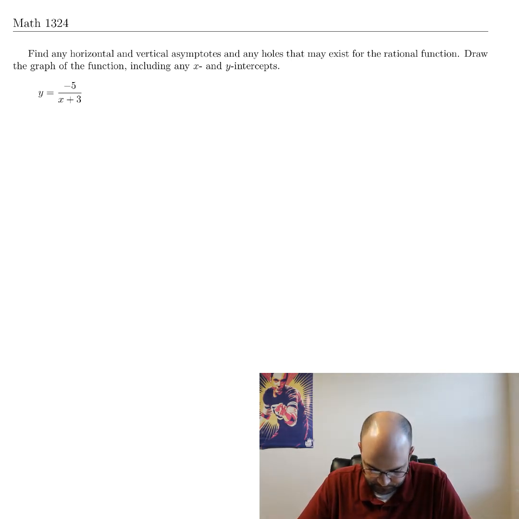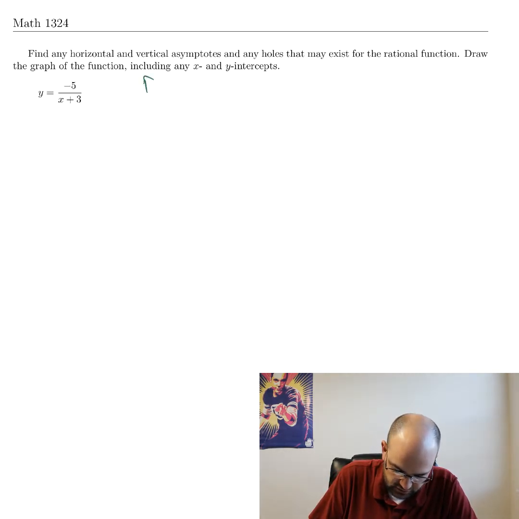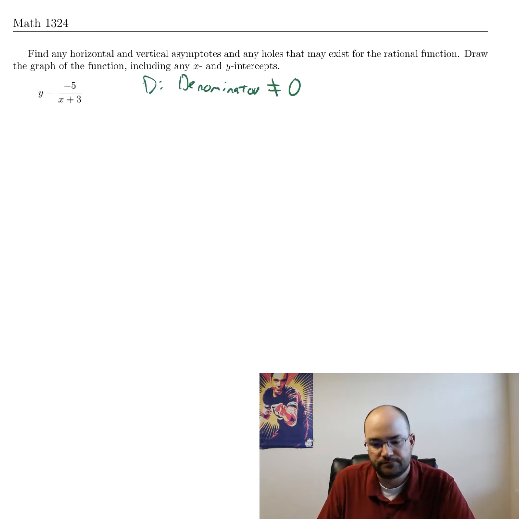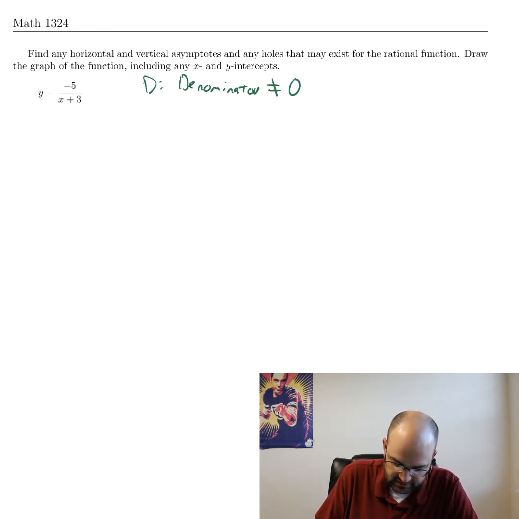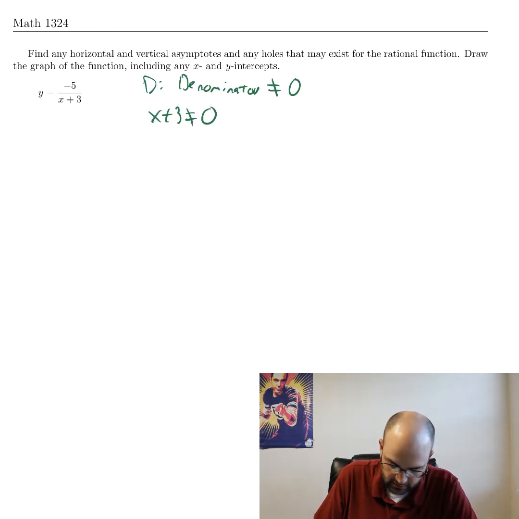I want to begin by talking about the domain. Since this is a rational function, the domain is anywhere where the denominator is not equal to 0. So here, if we take the denominator, x plus 3, set it equal to 0, and solve, that means that x is not equal to negative 3.